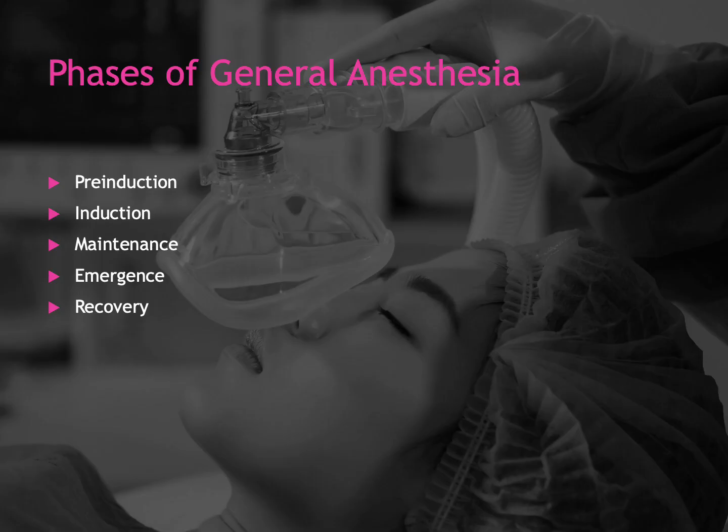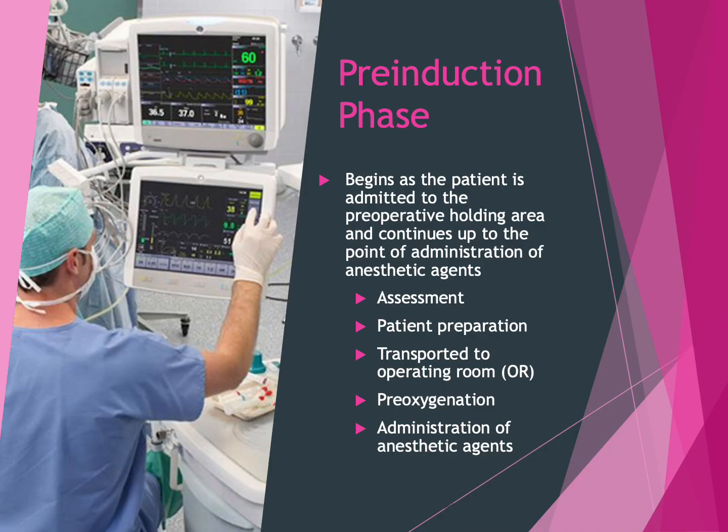So there are 5 phases of general anesthesia that we are going to learn about, and they include pre-induction, induction, maintenance, emergence, and recovery. And induction, maintenance, and emergence are the 3 intraoperative phases of general anesthesia. So we are going to discuss each one in a bit more detail in the upcoming slides.